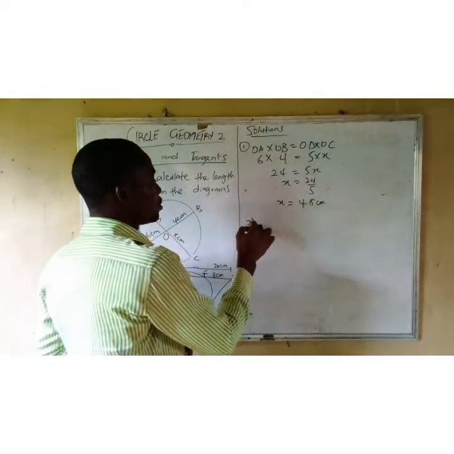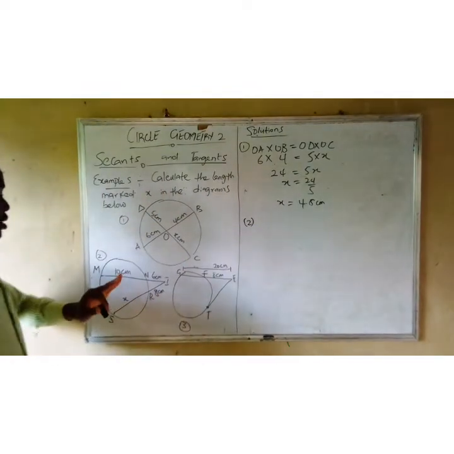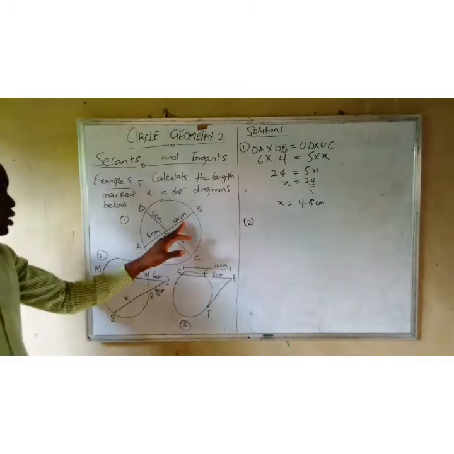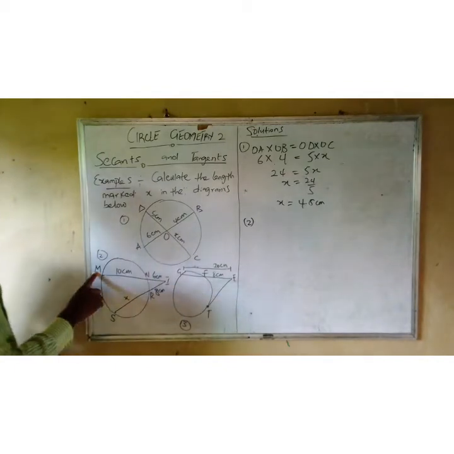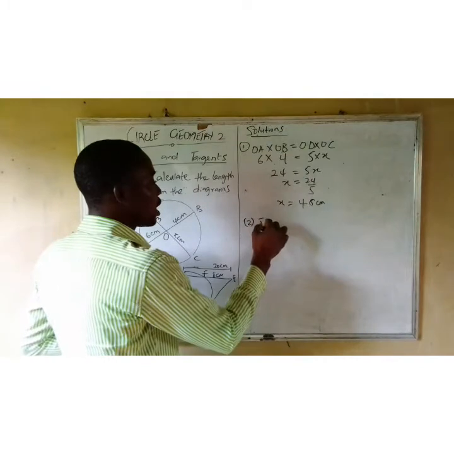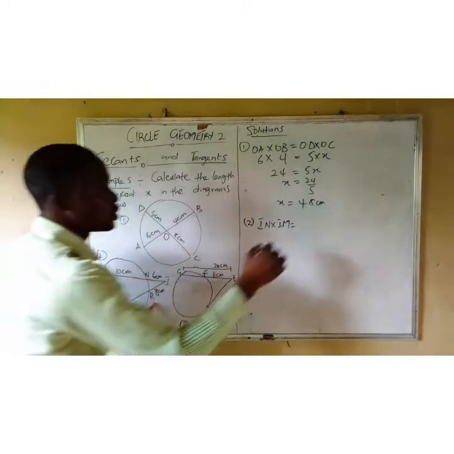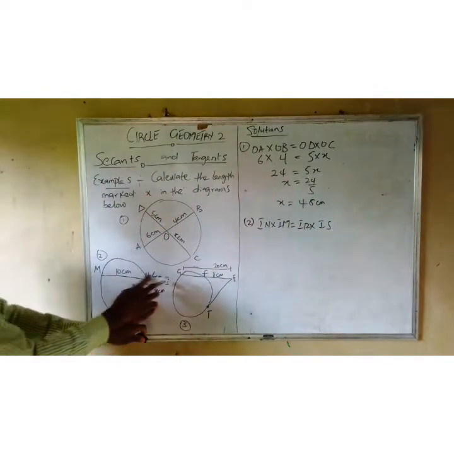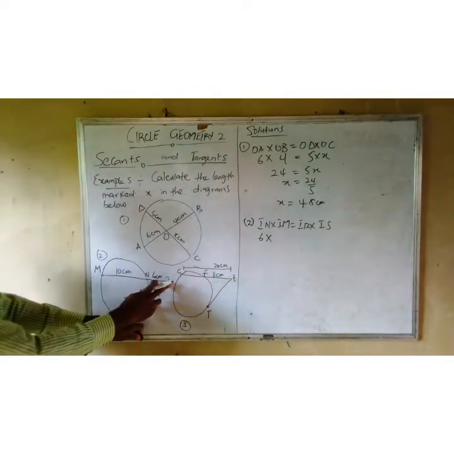Now for question 2, this is the diagram. We're looking for X in this case. It is similar to this one, it's just that in this case, it's going to be IN times IM equals IR times IS. So let's write that down. IN times IM is equal to IR times IS. Now IN here is 6 times IM, which is from this point to this point.